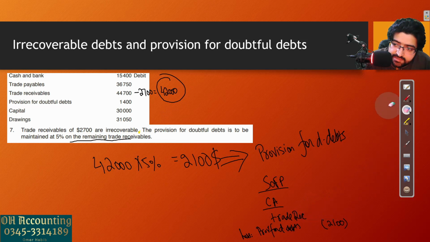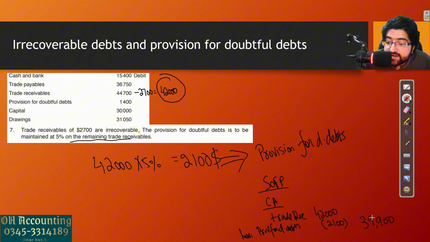Let me write this clearly. Okay, 42,000 minus 2,100 gives me 39,900. So in my current asset section, I will record trade receivables as 39,900, not 42,000. Okay, make sure you deduct the provision for doubtful debts from it. You have to do that always. Okay, we have to follow accounting principles.